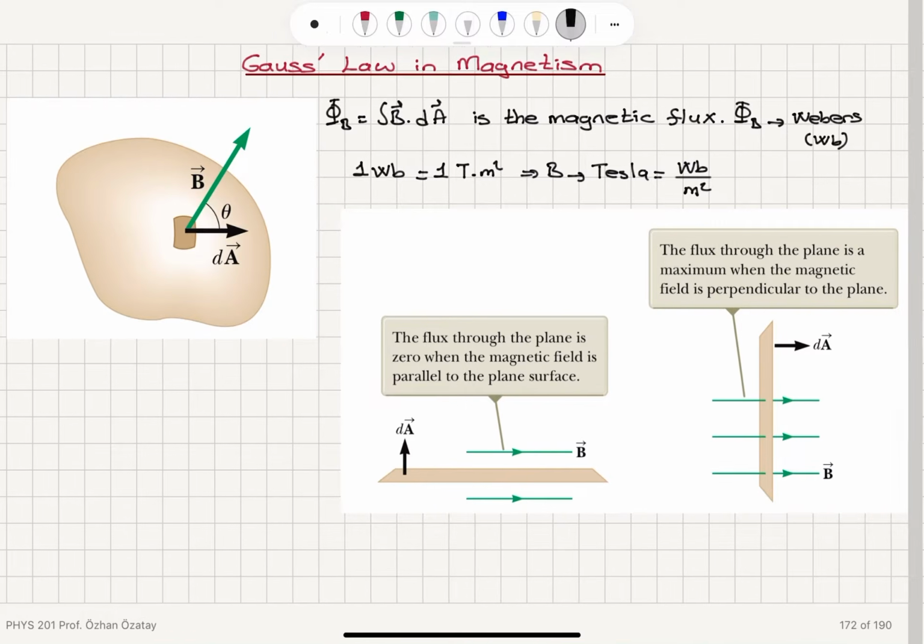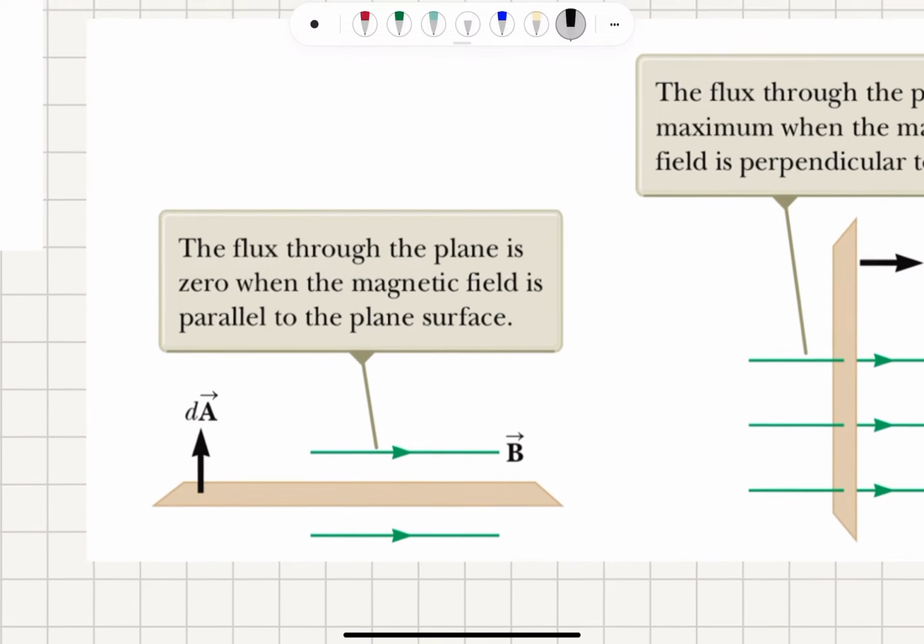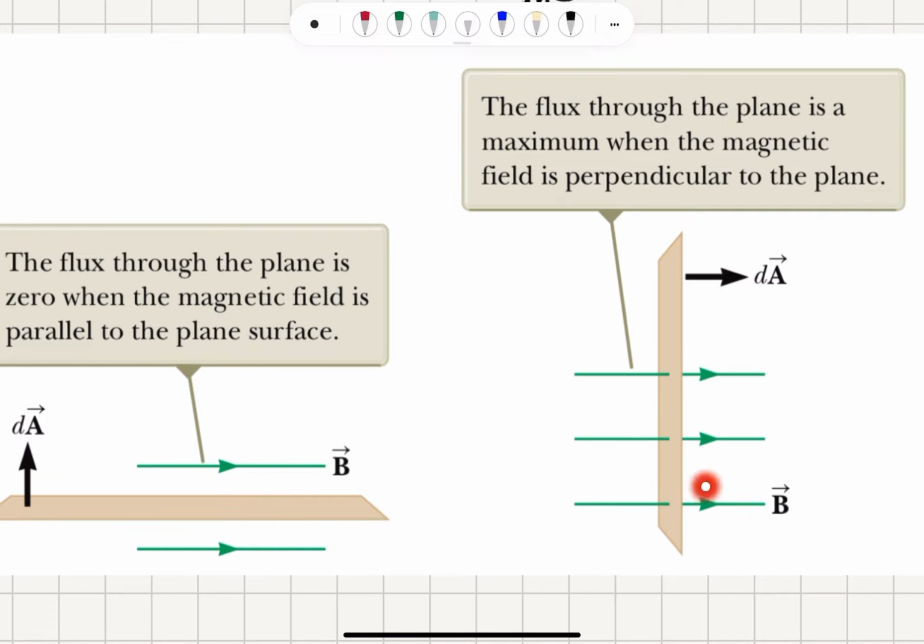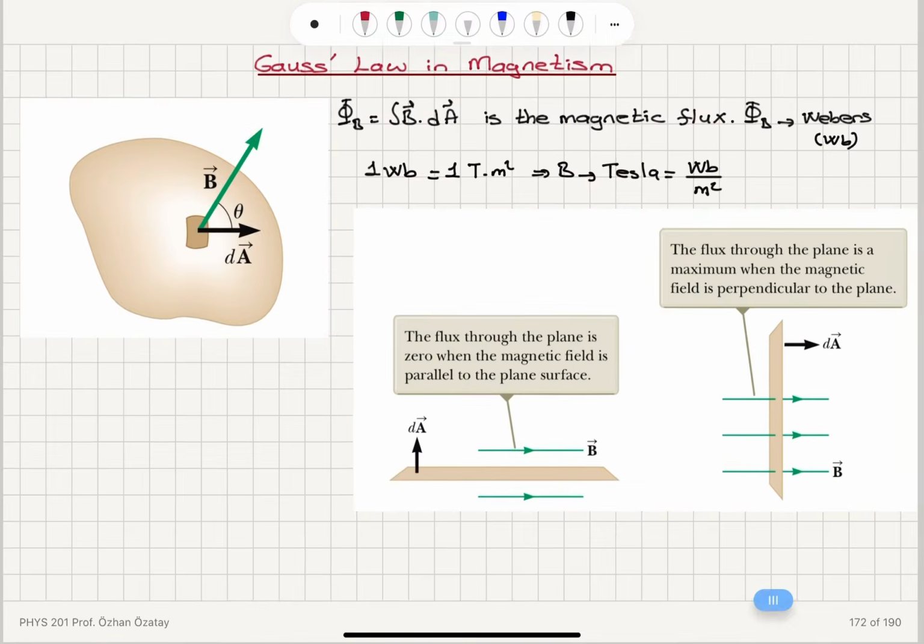Now you can see that when the magnetic field is perpendicular to the area vector like this, the flux through the plane is 0, because B dot dA will be cosine 90, which is 0. When it is parallel to the area vector dA, then we will have a maximum flux, because B dot dA will have cosine 0, which is 1. So the angular variation is such that we have 0 contribution when it is perpendicular to the area, and we have maximum contribution when it is parallel to the area vector.